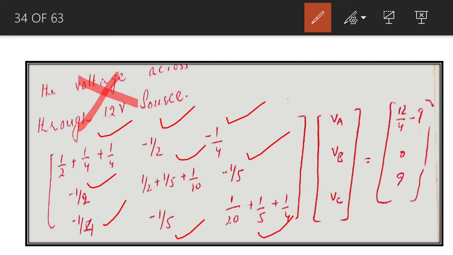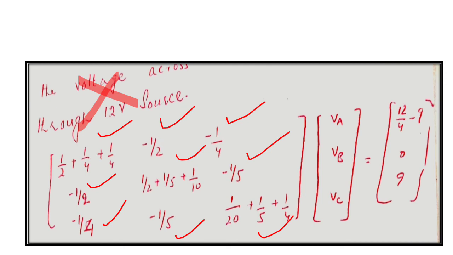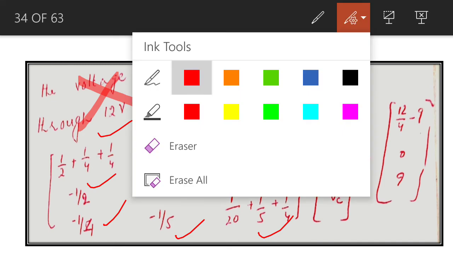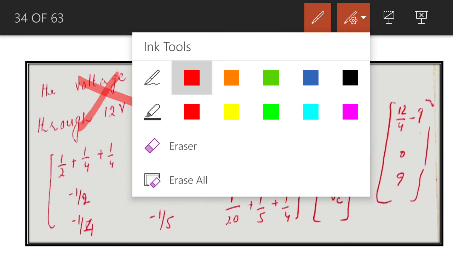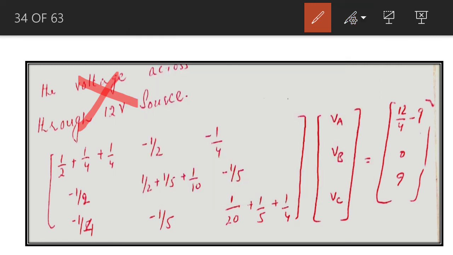Let me change the color of my marker for your convenience. Okay, let me select the black color over here. Okay, so let us calculate G11.